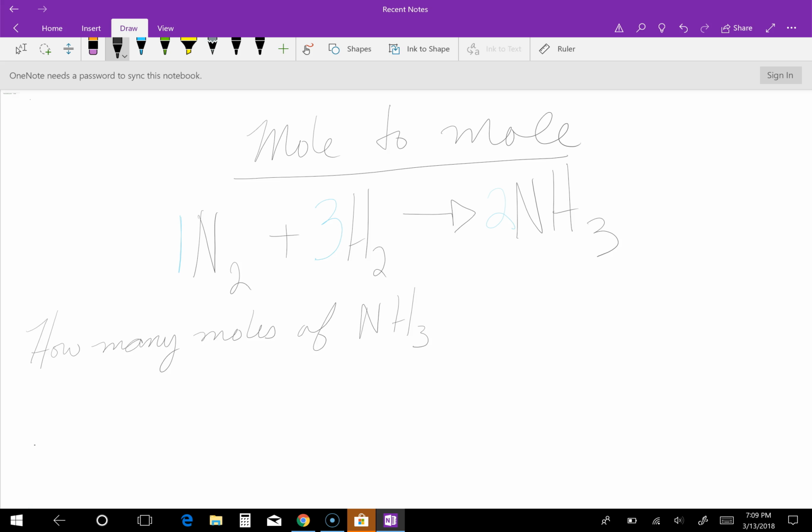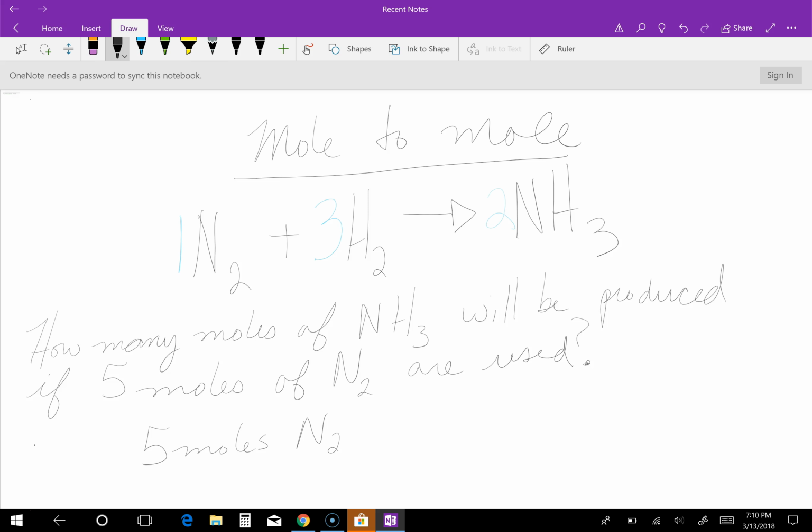Let's propose a question. How many moles of ammonia will be produced if 5 moles of nitrogen are used? The first thing I'm going to do is always write down my given, which is 5 moles of nitrogen, some conversion factor, and that will equal my answer units. In this case, moles of NH3.